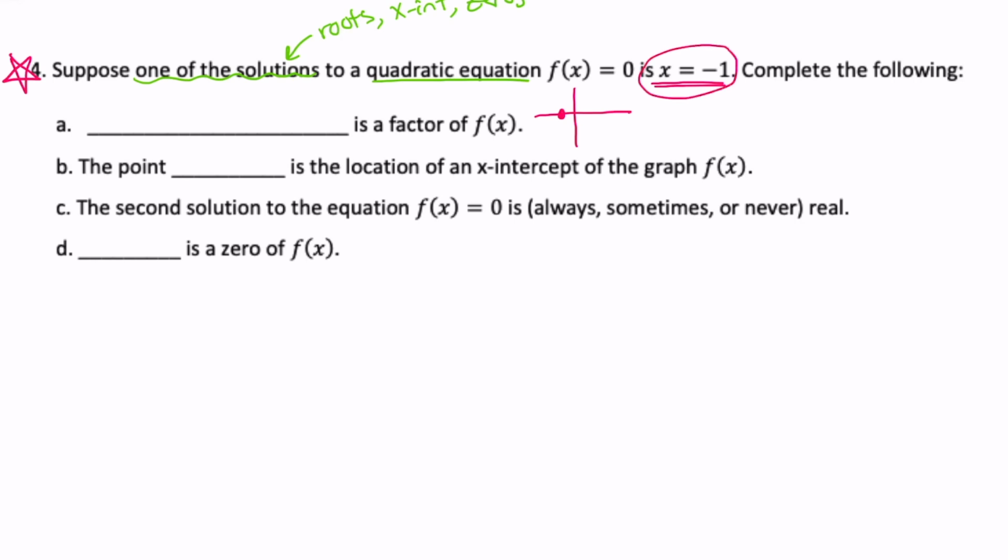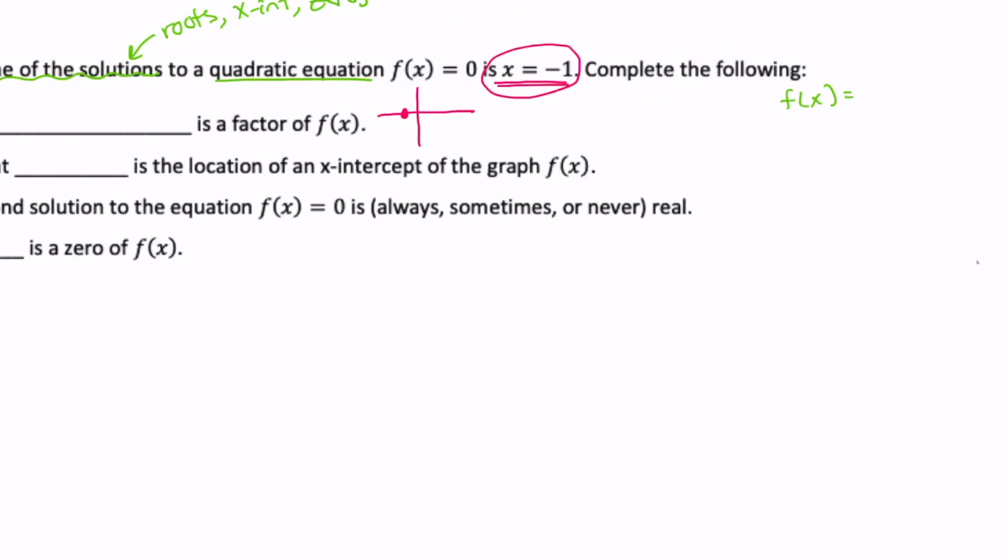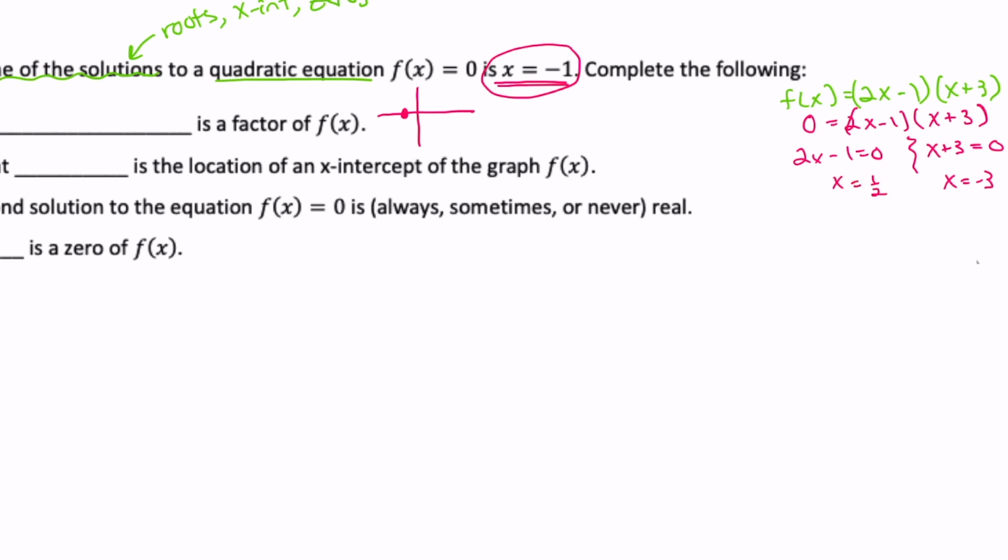If I know a solution, I actually know part of my factored form. Because think about it. If I had f of x equals (2x minus 1)(x plus 3), then when I go to solve to find my zeros, I would just set it equal to 0 and drop my curtain using the zero product property, set each factor equal to 0. So 2x minus 1 equals 0 and x plus 3 equals 0. I'm going to get x equals -3 and x equals 1/2 when I solve.